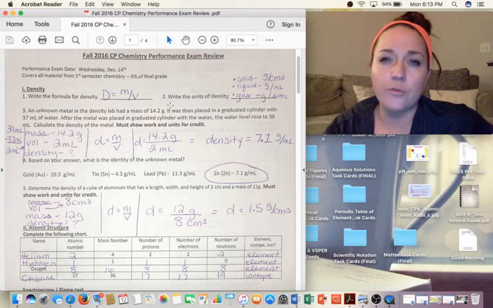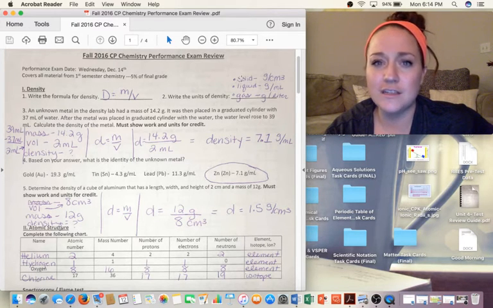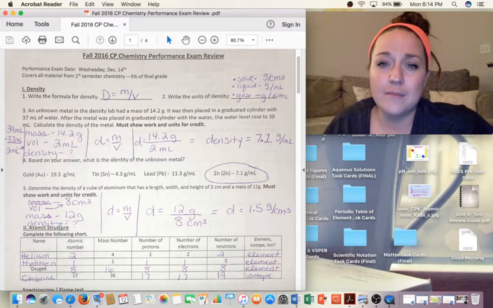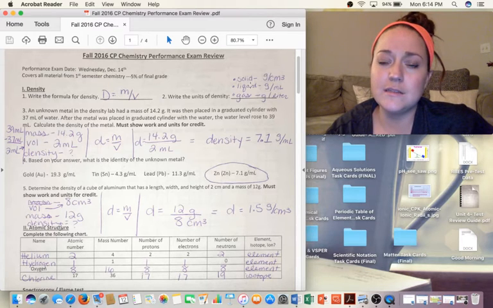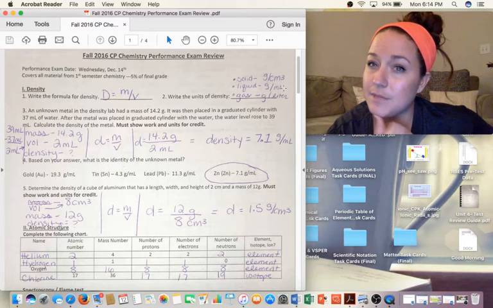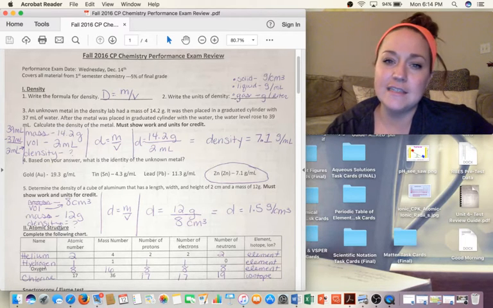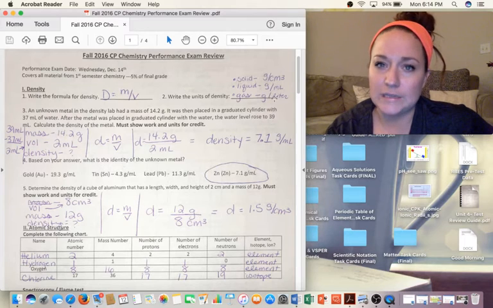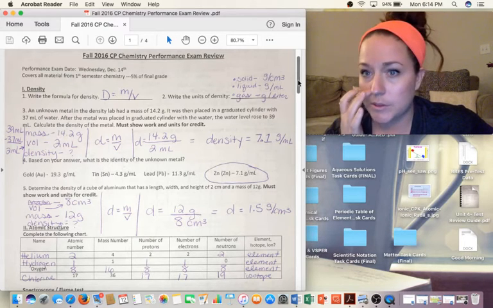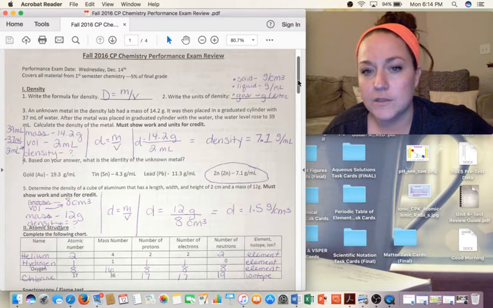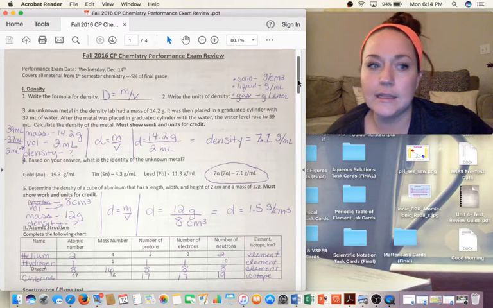So remember, there are 3 units for density: solid, liquid, and gases. For solids, you're going to have grams over centimeters cubed. Then for liquids, you're going to have grams over milliliters, and this does need to be in milliliters. And then gas is going to be grams over liters. And next semester, when we do our gas laws, we're going to get more into the whole why it is in liters and that kind of thing.